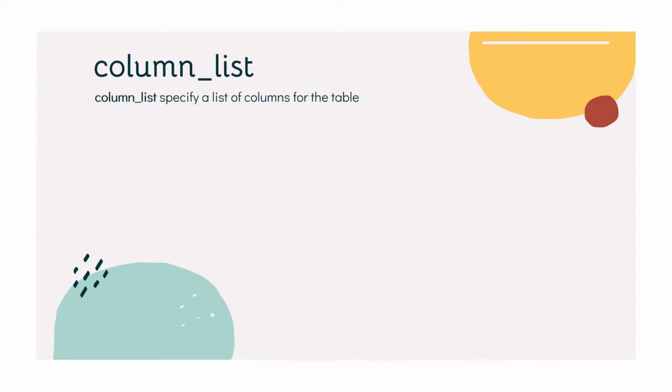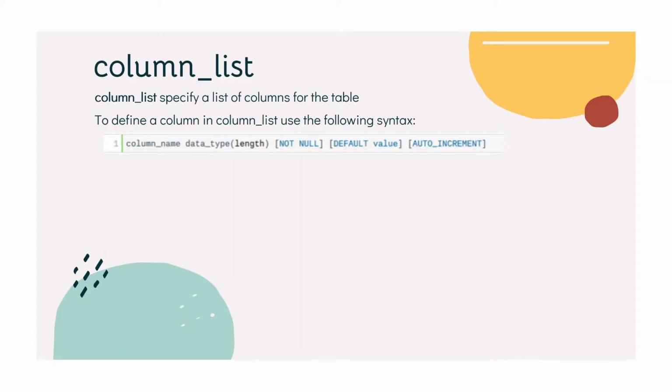Okay, then I will explain in more detail about column lists. Column lists specify a list of columns for the table. To define a column in the column list, we can use the following syntax. We can use the column name and then specify the data type and maximum length, and then specify not null, default value, or auto increment. And not null, default value, and auto increment are optional.